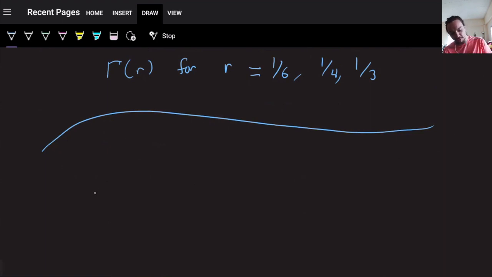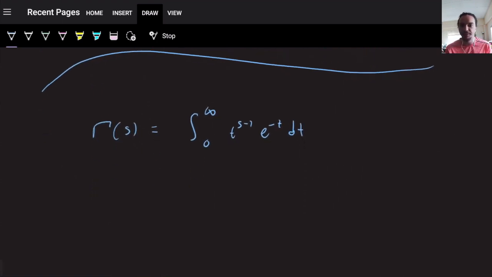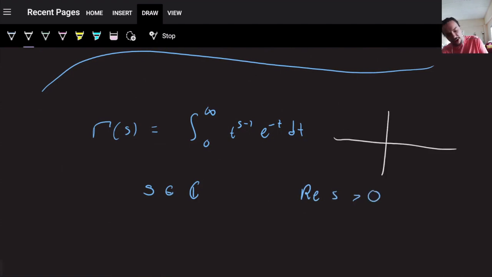Okay, so we have this gamma function. And so far, we've just been plugging in real numbers. What if we try to plug in s, a complex number? Well, it turns out that as long as the real part of s is greater than 0, so s comes from this part of the complex plane, then you can do it just fine.